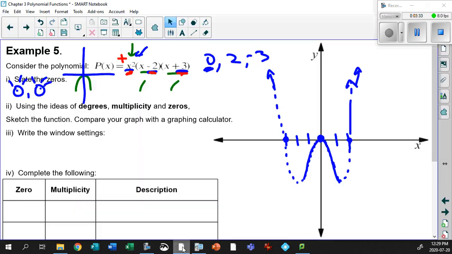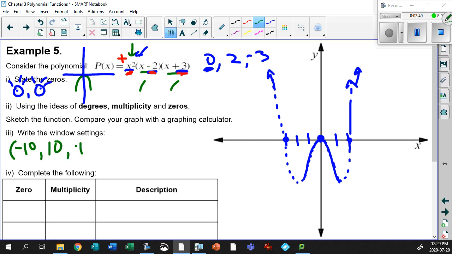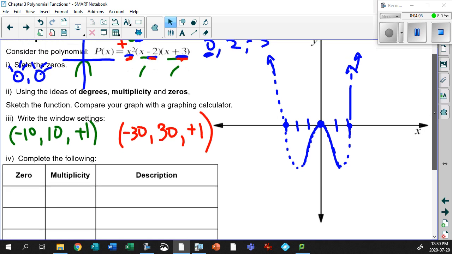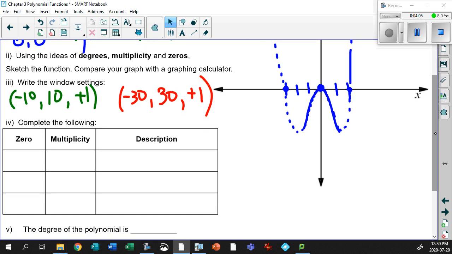Okay? So there's my window settings. And you can write your window settings down here like this. You can say that your X window setting was from minus 10 to positive 10 with a scale of 1. Your Y window settings were from minus 30 to positive 30 with a scale, again, of 1. Okay, now, let's get back to the important stuff. So you had roots of 0, 2, and minus 3. Let's put it down: 0, 2, and minus 3.